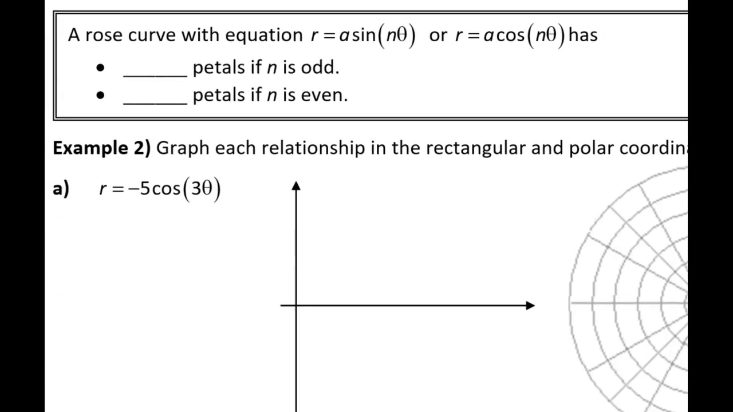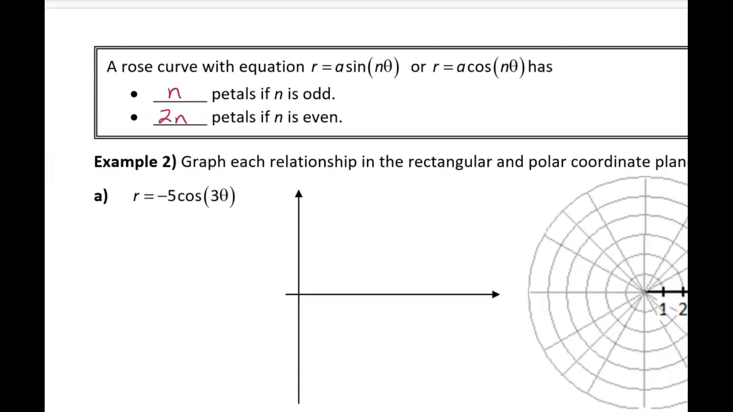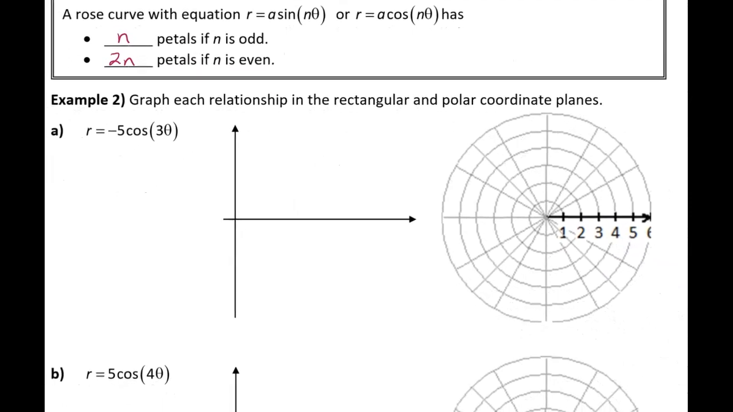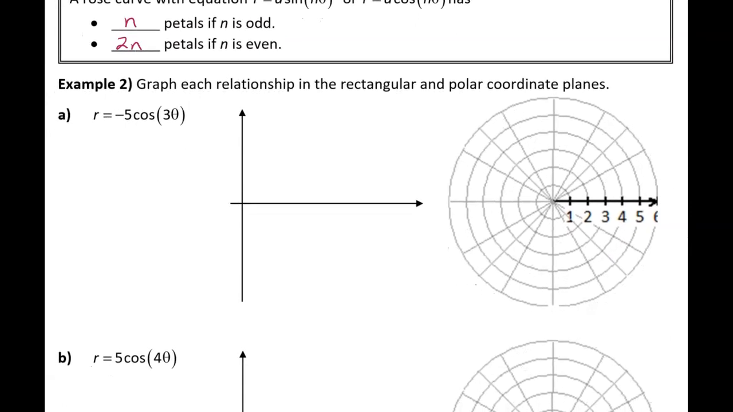A rose curve with equation r equals a times sine of n theta, or r equals a times cosine of n theta, has n petals if n is odd, and 2n petals if n is even. That's one of those things that'll help you make some generalizations to make these easier to graph.